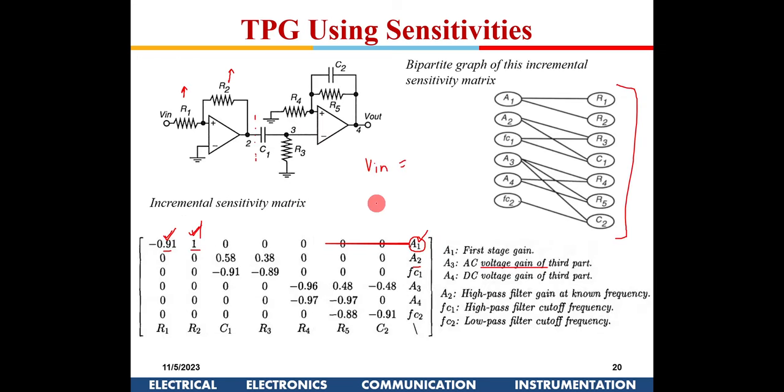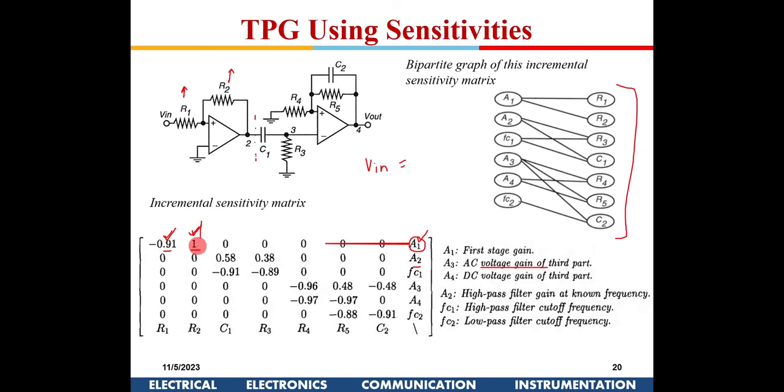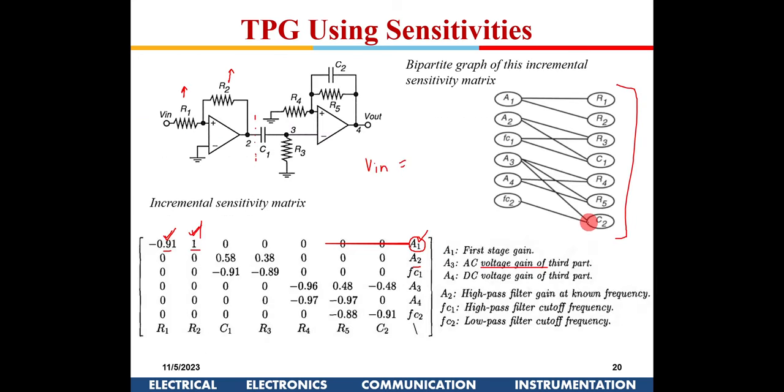How are we arriving at these sensitivity values in the matrix? Yes, this is again a manual or mathematical analysis which you have to do, from the gain equation. Once you do all these things and make this matrix, you then perform a sensitivity analysis and make this graph.